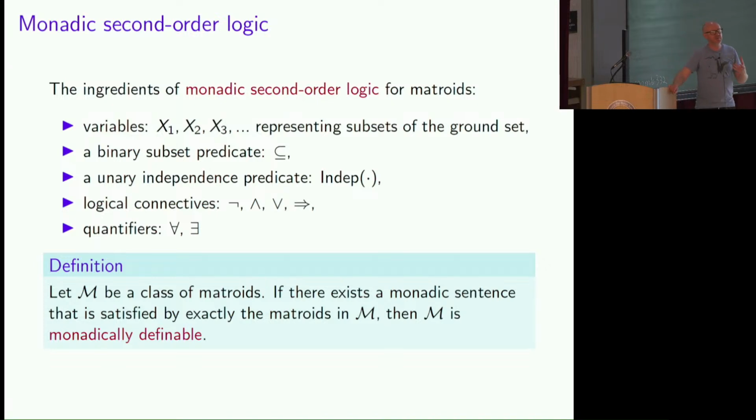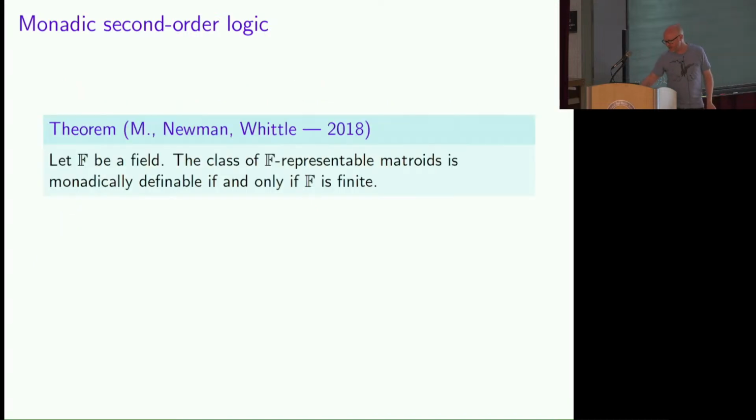So if I have a class of matroids and there exists some sentence in this language which is satisfied by exactly the matroids in that class, then I'll say that the class is monadically definable. And it is because of these connections to complexity theory and the theory of computation, it is natural to ask, when is a class of matroids monadically definable? So here's an answer to one problem. This is a theorem that I did with Mike Newman and Jeff Whittle. Let F be a field. The class of F representable matroids is monadically definable if and only if the field is finite.